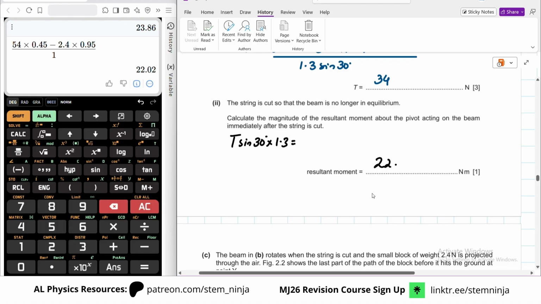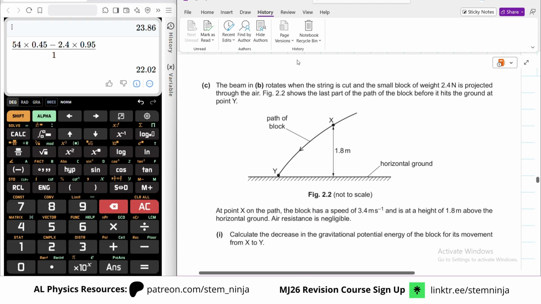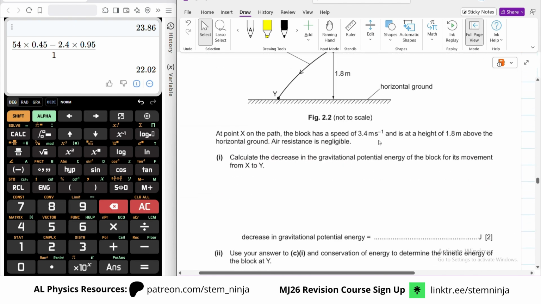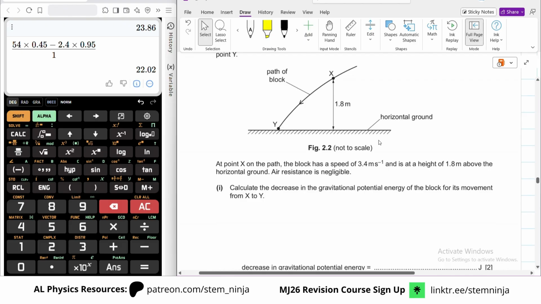Right. The beam in B rotates when the string is cut and the small block of weight 2.4 newtons is projected through the air. Figure 2.2 shows the last part of the path of the block before it hits the ground at point Y. At point X on the path, the block has a speed of 3.4 meters per second and is at a height of 1.8 meters above the horizontal ground. Calculate the decrease in gravitational potential energy of the block for this movement from X to Y.